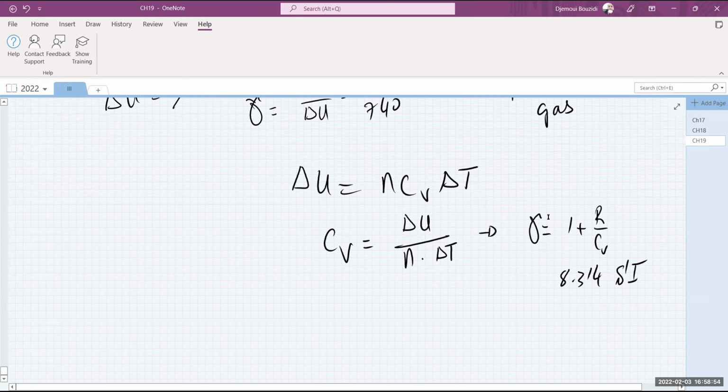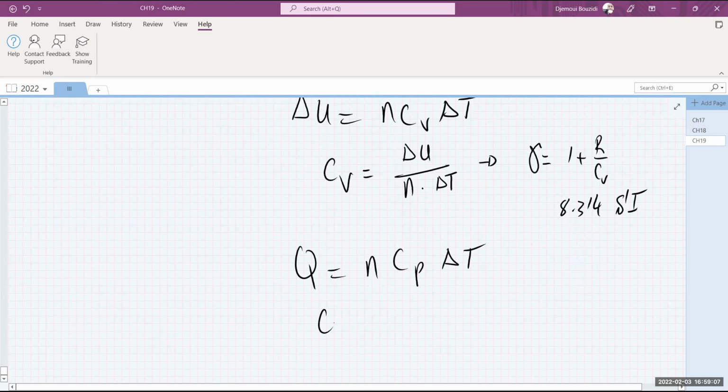So that is one way of finding gamma. That's the second way, actually, of finding gamma. The third way of finding gamma is to use the expression Q equals N CP delta T, and use this expression to find CP.